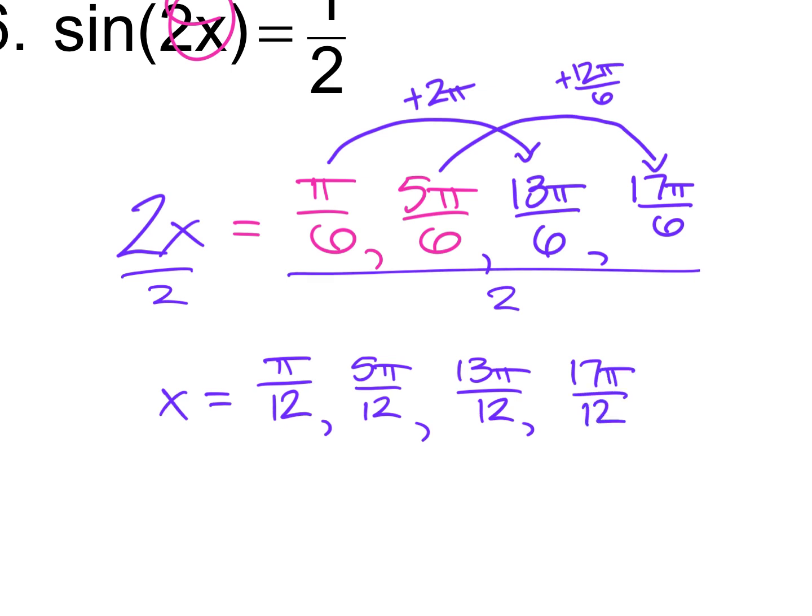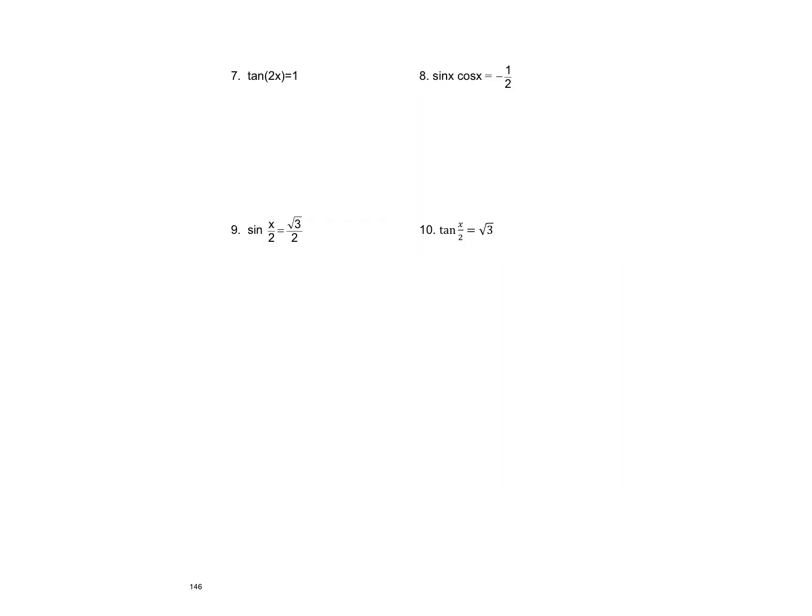All of those answers fit within 0 to 2 pi because I know that 2 pi in terms of twelfths is 24 pi over 12. So all of those are less than 24 pi over 12. Okay? Let's see what this does for us going forward.